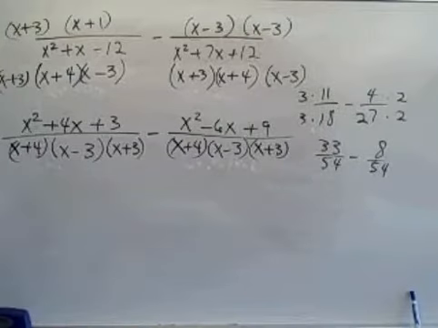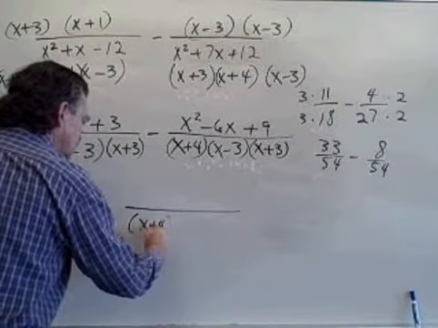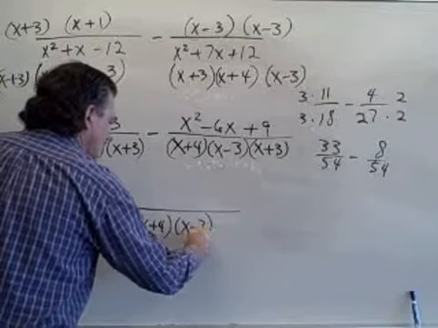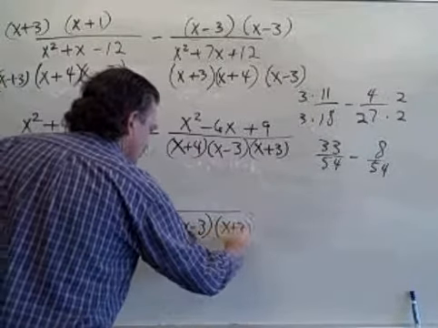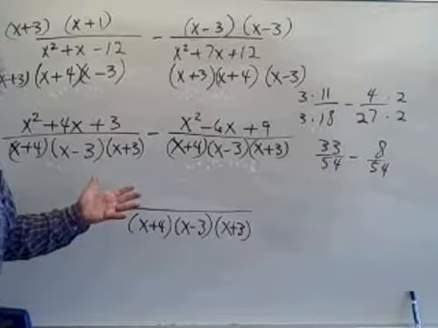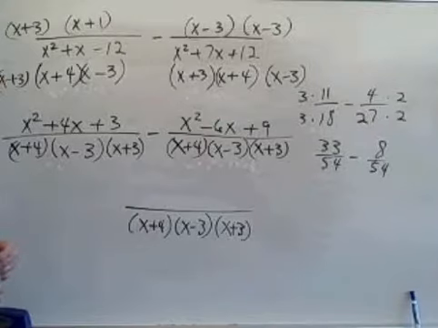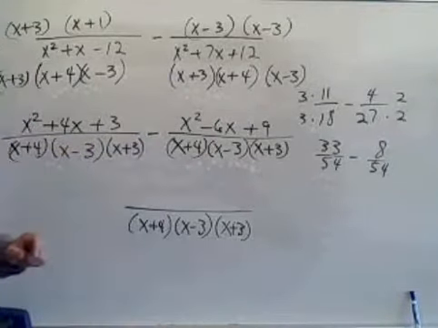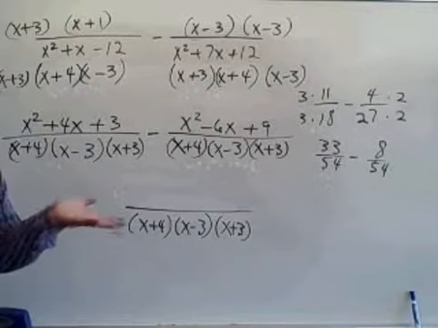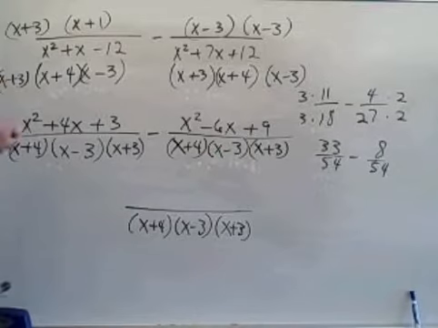Now we're ready to subtract. And when we subtract, we're going to put the answer over our least common denominator. That's what we always do when we add and subtract. We add or subtract the numerators and then put that answer over our common denominator. X squared minus x squared. What do those terms do? Don't they disappear into 0? X squared minus x squared would be 0. So there's no x squared term.